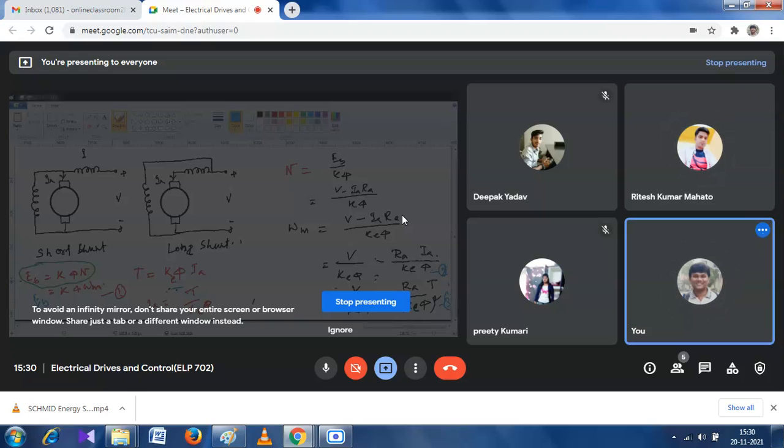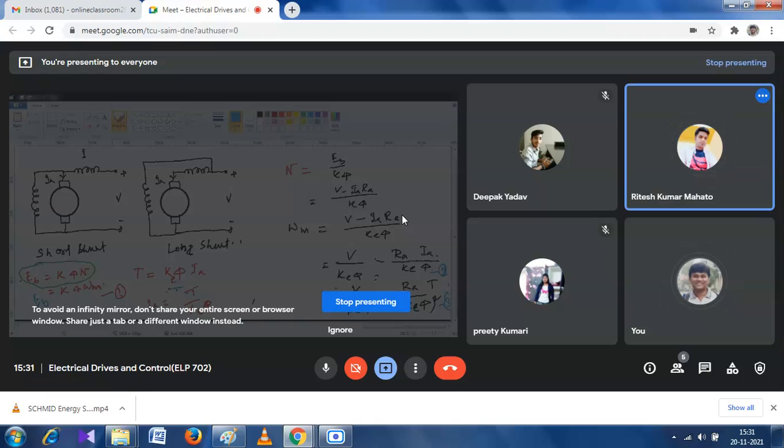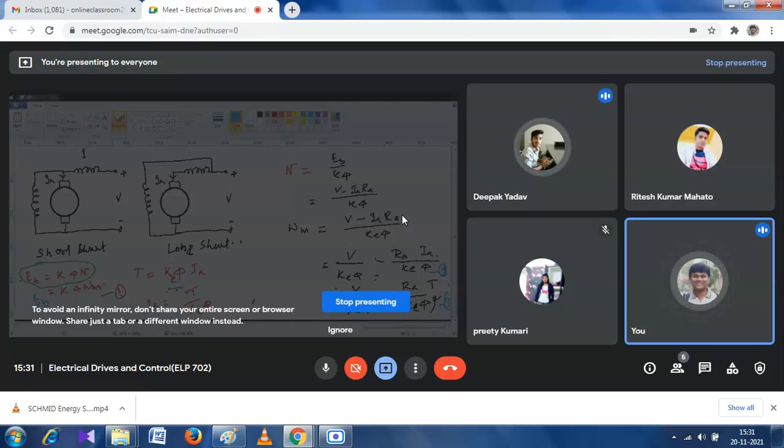And tell me, what about series motor? Sir, the flux is not constant because it is connected in series. Though the field coil is connected in series, the flux is not constant. And the flux is proportional to which quantity? Flux is proportional to the current, sir. Field current.